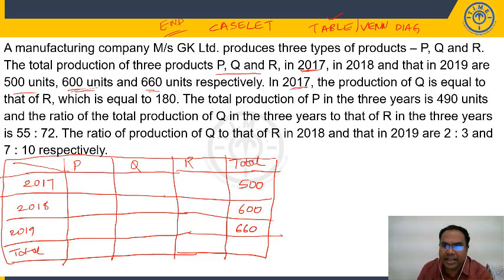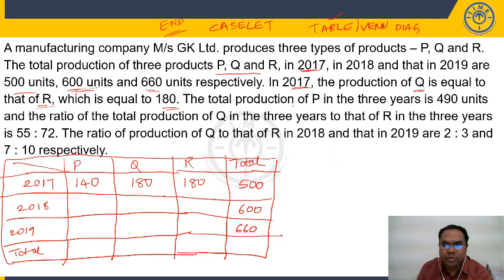So here, in 2017 the production of Q is equal to that of R, which is equal to 180. So if Q is 180, R is also 180. 180 plus 180 is 360, total is 500, so P has to be 140. You understood this, right? So 500 minus 360, if I remove these two, it must be 140 because this row total is 500.